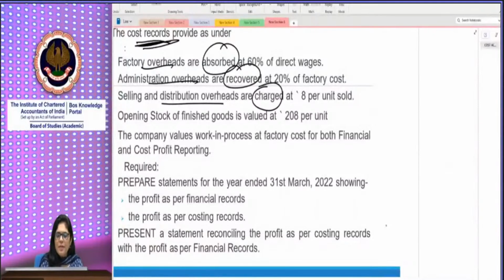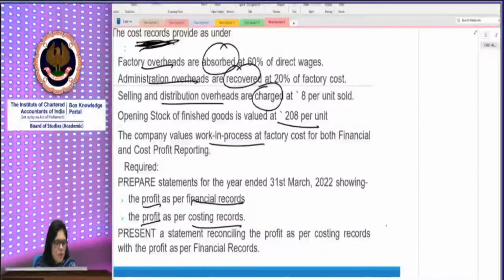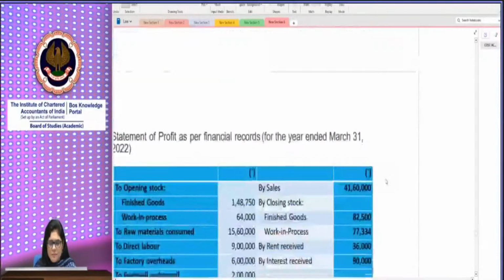Clear? Opening stock, this is the cost record. So this will take the information when we make the cost sheet, right? So work in progress, you have to make the financial records and cost records. You should have the profit under both. Can anybody tell me the profit or net profit of financials? The financial we have made. Clear?